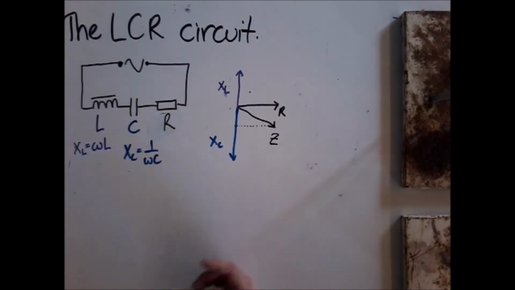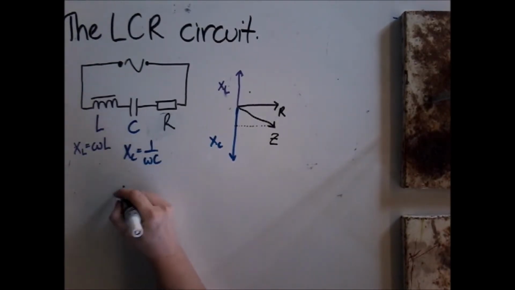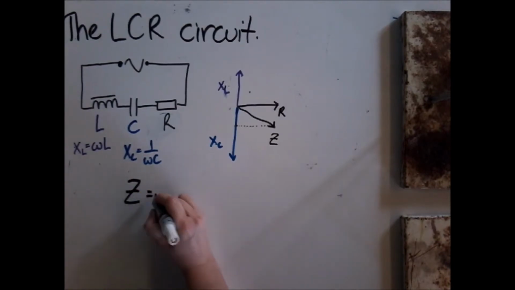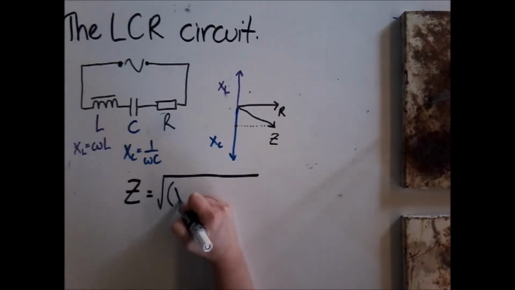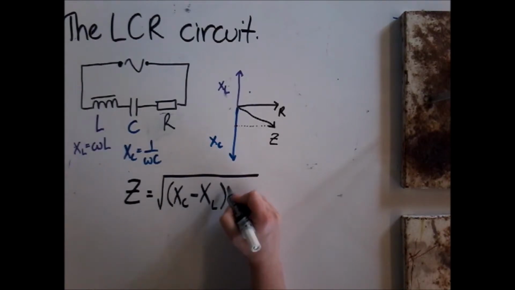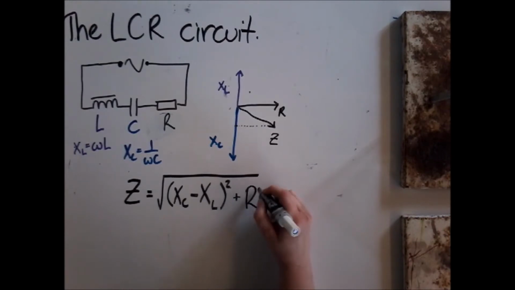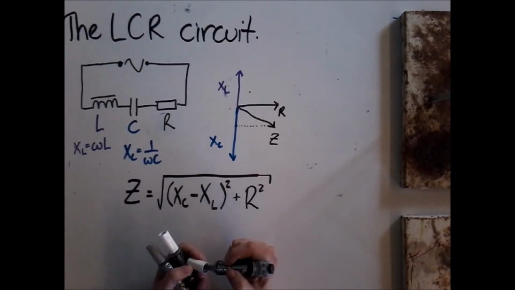But what we'd be able to do is solve this mathematically without drawing diagrams. Fortunately for us, it's just a variation on Pythagoras, which we are already excellent at. And we find that Z equals the square root of, and we're going to put these two here, (XC minus XL) squared, plus R squared. And I hope you can see how this works. It doesn't really matter which order you put the C and the L in.